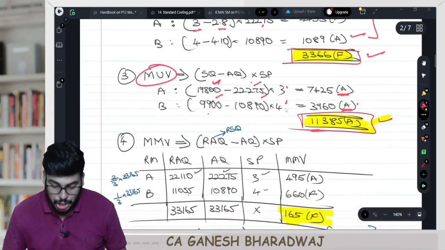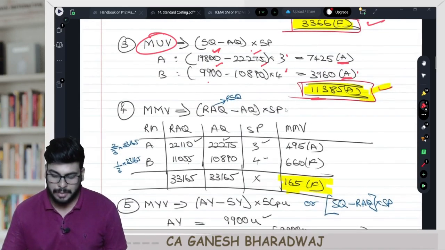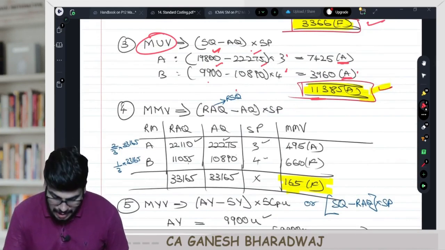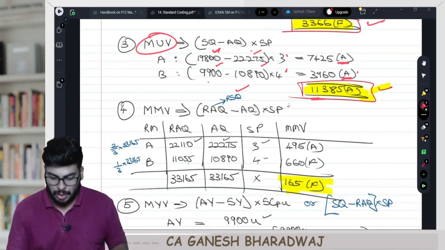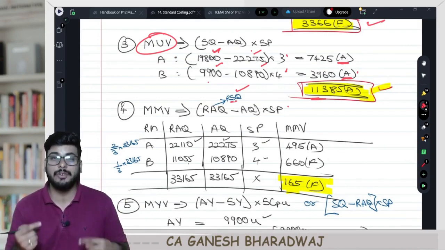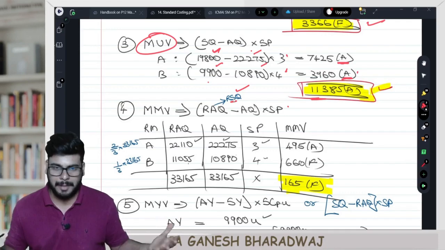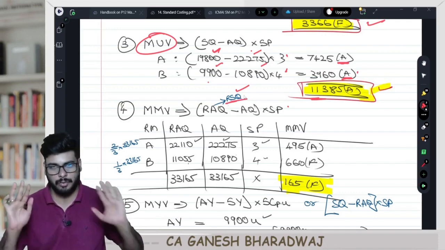Now further, usage variance gets classified into mix and yield variance. Mix variance, what is the formula? I told you guys, revised standard quantity minus actual quantity into standard price. But I told you, technically speaking, the word should not be RSQ, revised standard quantity. It should have been revised actual quantity. But in our institute study material, they have used the word revised standard quantity. Let us stick to it. Clear with this, guys, right?